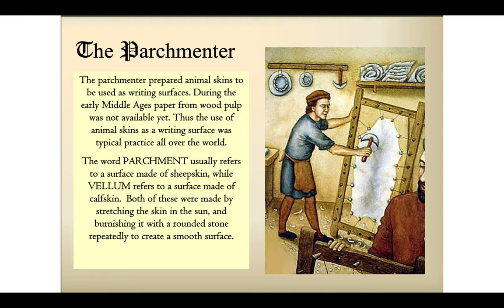So the word parchment usually refers to the surface made of sheepskin, while vellum refers to the surface made of calfskin or a cow. Both of these were made by stretching the skin in the sun and then burnishing or rubbing it with a rounded stone repeatedly to create a smooth surface. This is important to note because animal skins are a lot more durable than paper that we have today. So that is one way that we are able to still view these today because they are still sturdy. They held up well because of the materials that were used.